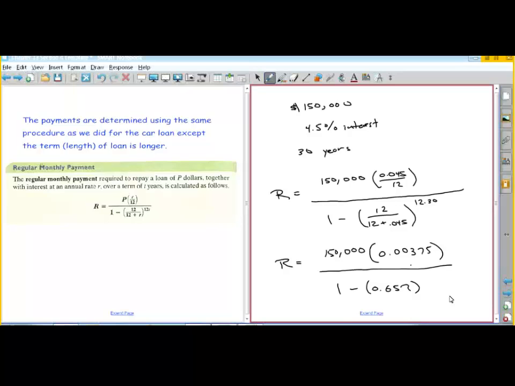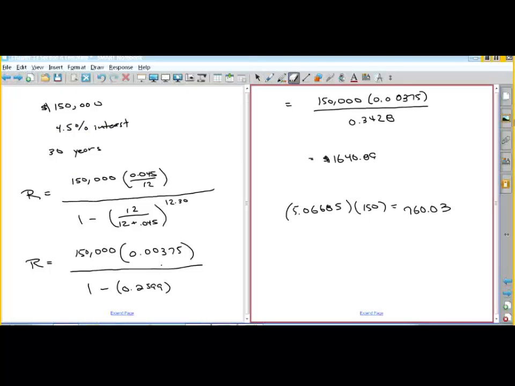Okay, raise that to the 360th power. Okay, that looks better. Okay, so that number is incorrect. So this number should be 0.2599 approximately. And therefore I subtract that from 1 and I get 0.7401.